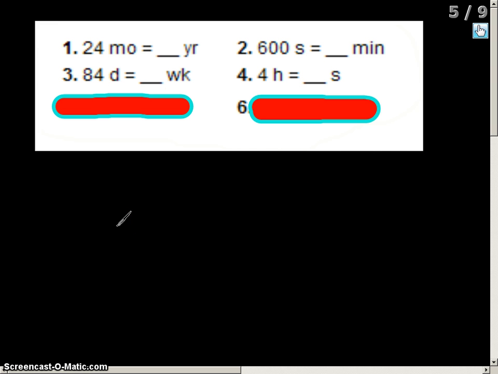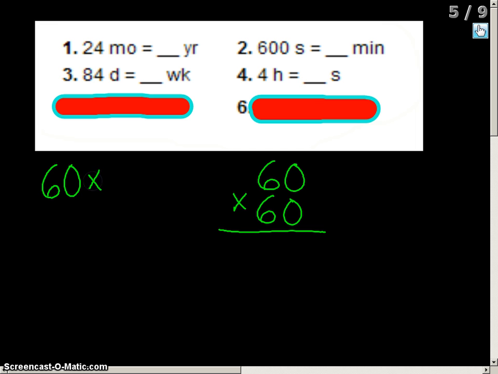Now we're going to take a look at a multi-step problem. We have 4 hours equals how many seconds? Now, unless you know how many seconds are in an hour, what we need to do first of all is figure out how many seconds are in an hour through a multiplication problem. So what we're going to do is we're going to take 60, because we know 60 minutes is in an hour, and we're going to multiply that by 60 because we know there's 60 seconds in a minute. Now we can set it up vertically like this, or we can even do it horizontally. I like to do it horizontally. 60 times 60.